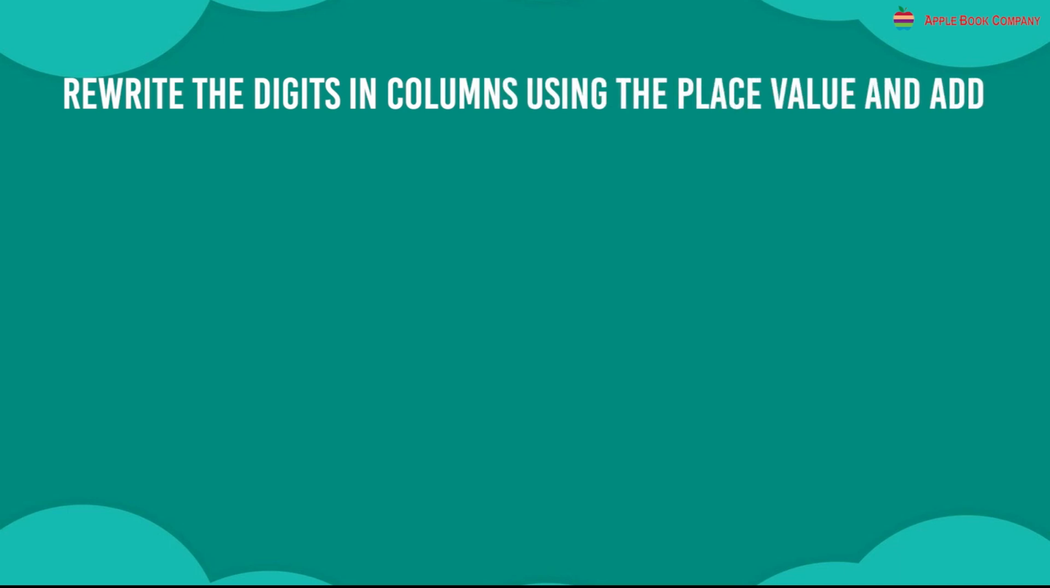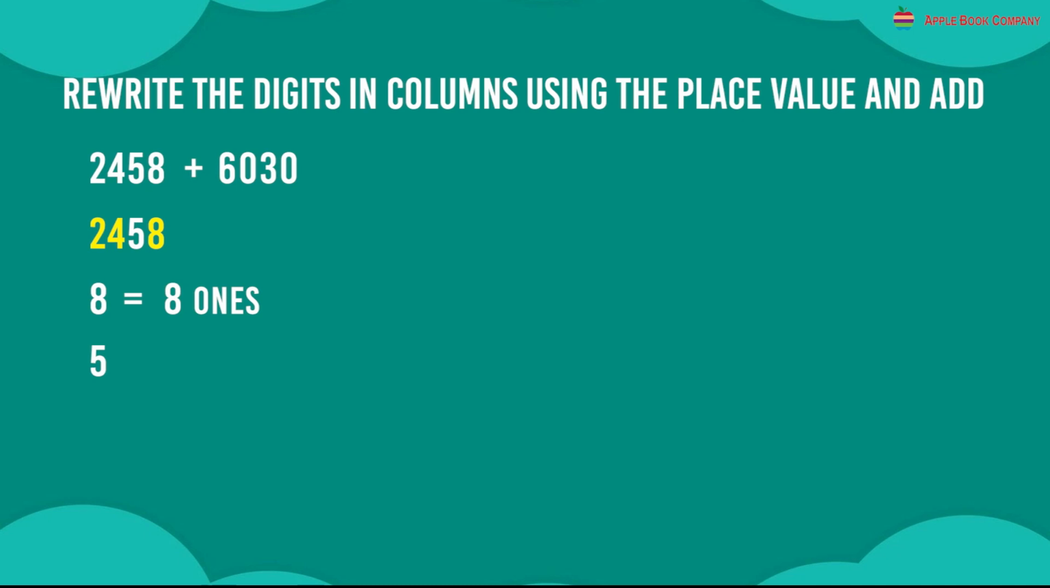Rewrite the digits in columns using the place value and add. The first number is 2458 plus 6030. Let's start with 2458. And let's start from the ones place. The place value of 8 is 8. The place value of 5 is 50 since it's in tens place.